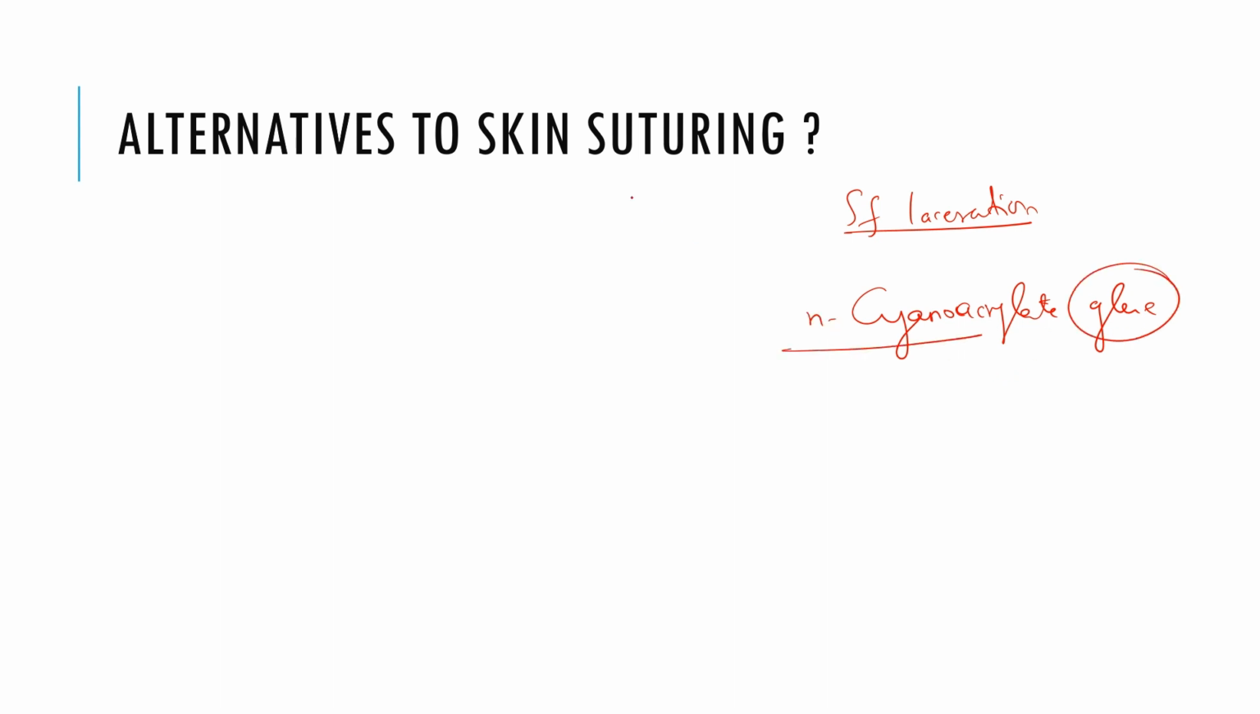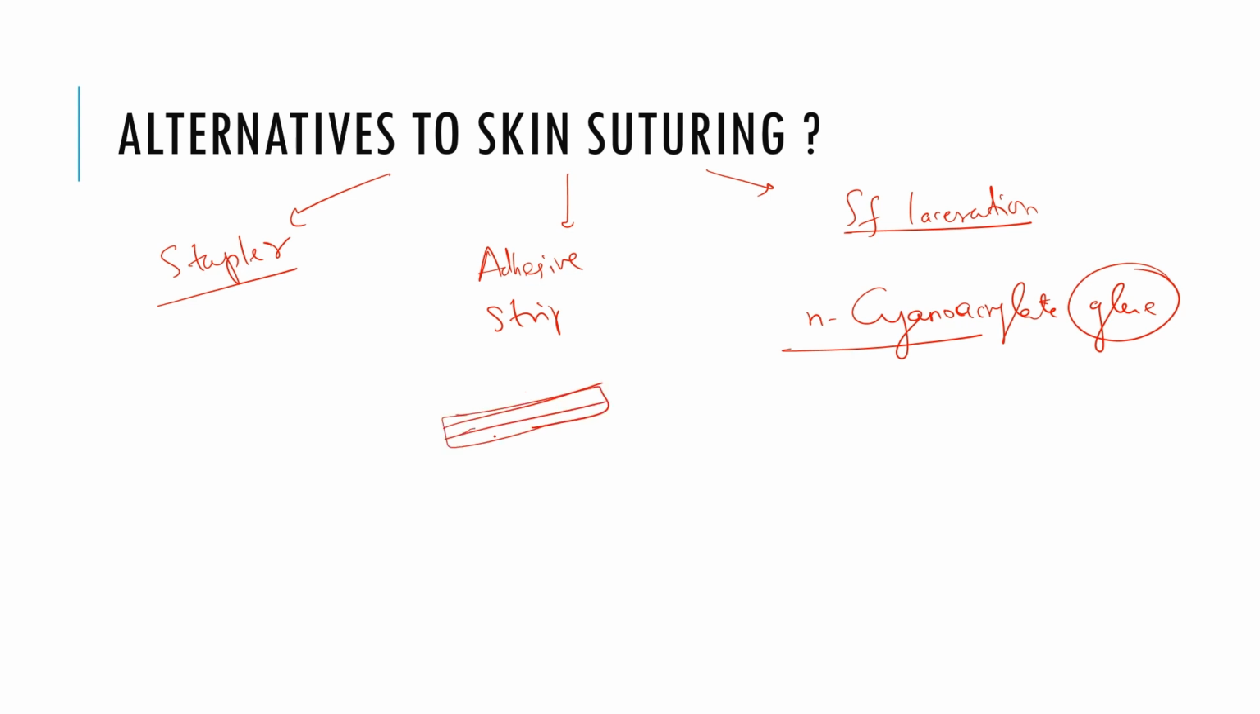It is called surgical glue. This is one option. The other option you can go for is staples. You know that there is something called a skin stapler, just like your bowel staplers. So this is another method. The third one is an adhesive strip, where you can simply close the wound by applying that strip over the wound. This is called your adhesive strip.